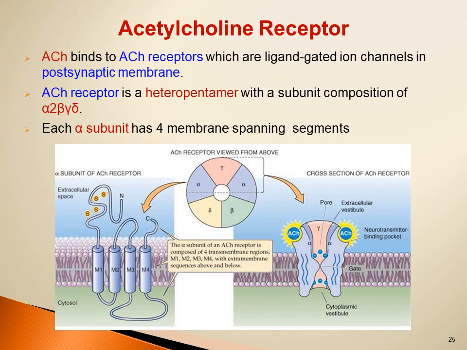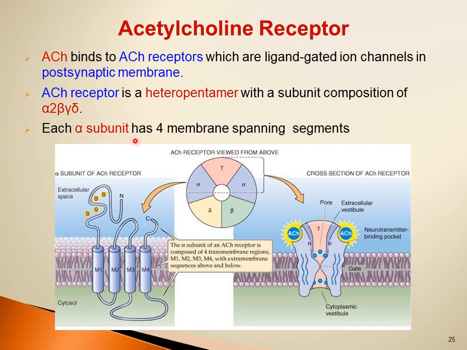What do we know about acetylcholine receptors? The released acetylcholine binds to acetylcholine receptors present on the postsynaptic membrane or the motor end plate, and these receptors are ligand-gated ion channels. As I said, one acetylcholine receptor is a heteropentamer. Pentamer means 5 subunits, with a subunit composition of alpha 2, beta, gamma, and delta. So the acetylcholine receptor contains 2 alpha subunits, 1 beta, 1 gamma, and 1 delta.